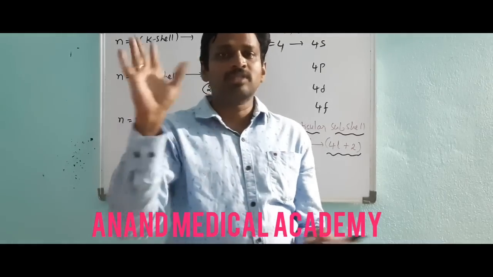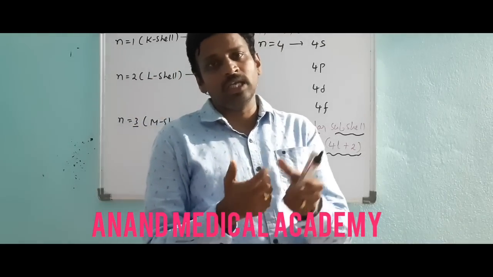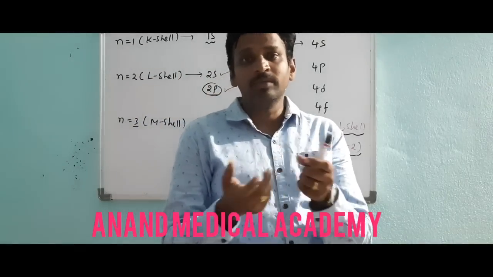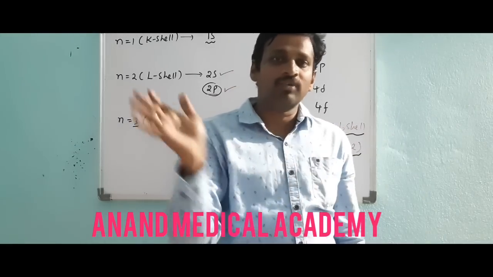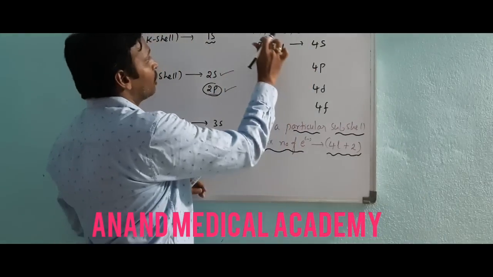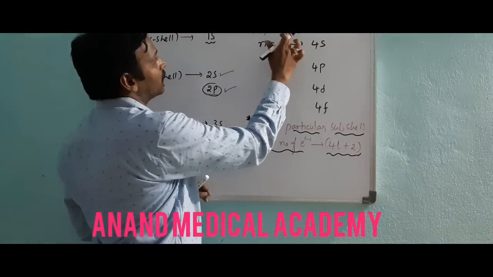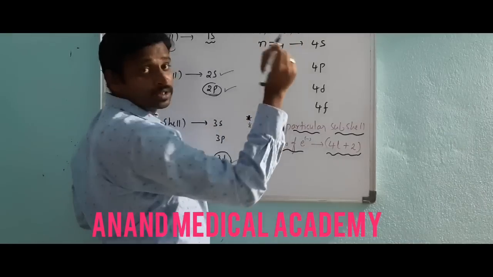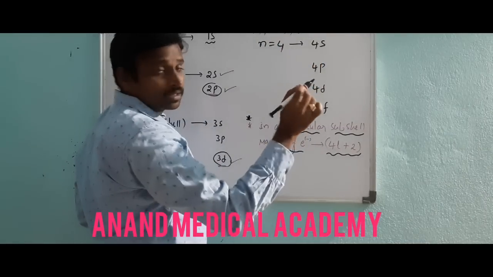What are those? Starts with S. S, P, D, F, G is 5. Afterwards H, like alphabets afterwards. Okay, SP only, D, F. E won't come. Don't say, sir, D, E, F, A alphabet, no.